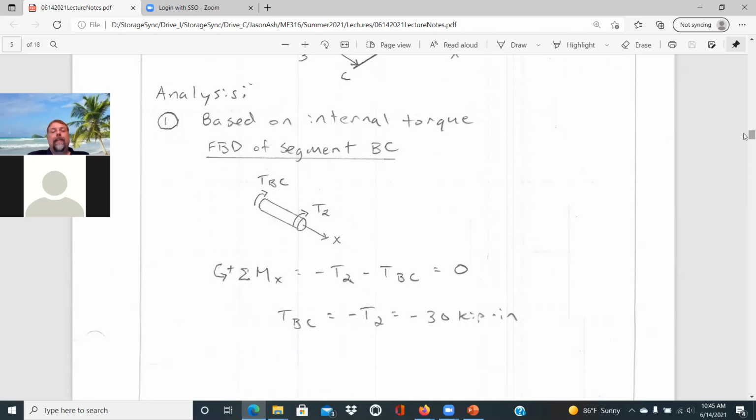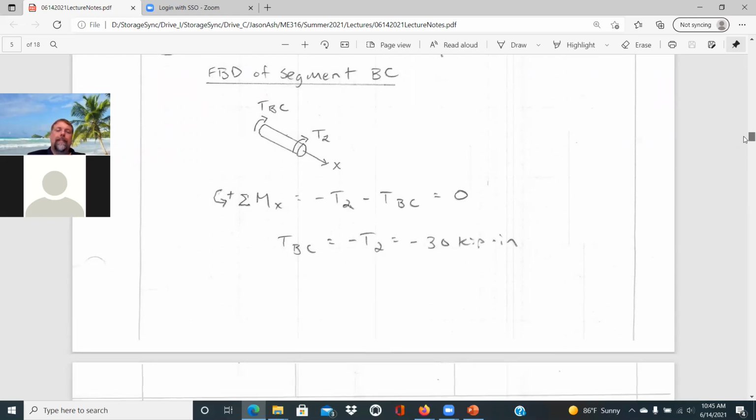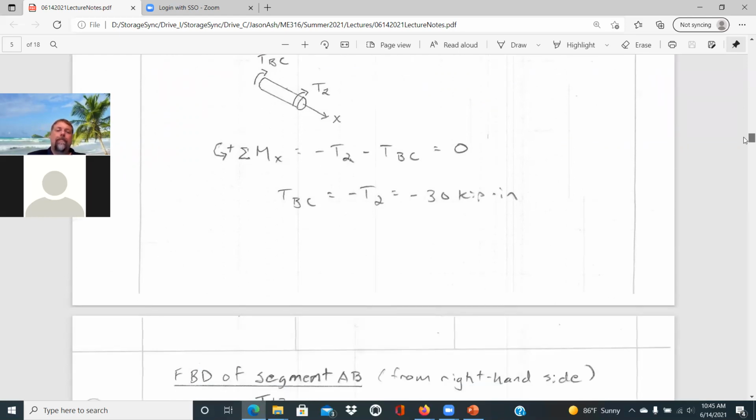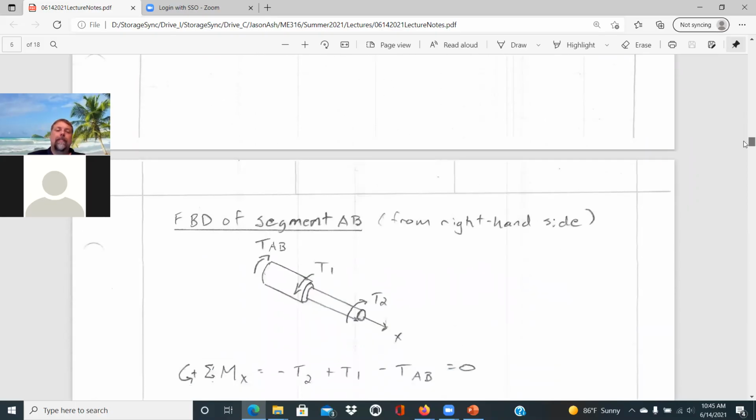And it's essentially then a summation of moments about the X direction. Just remember, a torque is essentially a moment that causes a twisting motion. And so we'd have a minus T2 minus a torque BC is equal to 0, which just tells you that torque BC is equal to minus T2, which is minus 30 kip inch. So that's the internal torque for section BC.